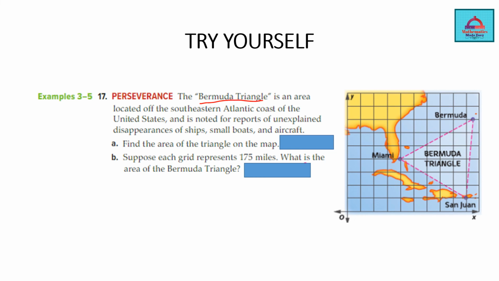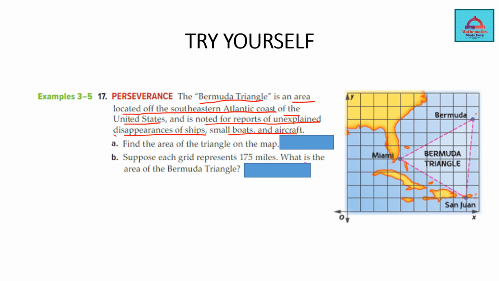The Bermuda Triangle is actually the area that is formed by the southern Atlantic coast of the United States and is noted for reports of unexplained disappearances of ships, small boats, and aircraft. You may just Google about it if you want to know more about the Bermuda Triangle. It's a very mysterious concept, and still a lot of research is going on.